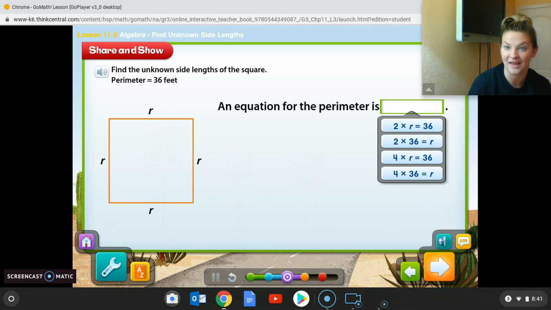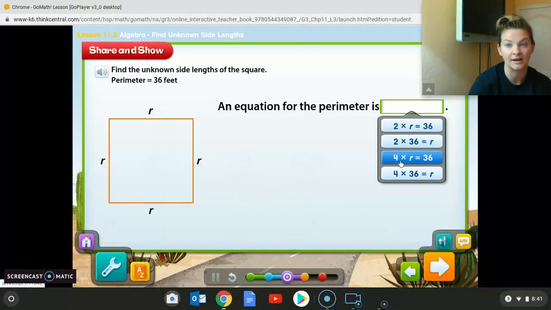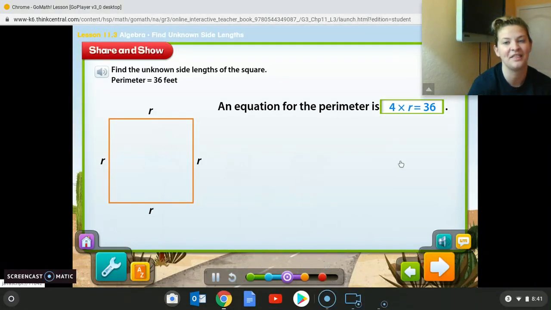So what would I multiply? I'm multiplying 4 because I have 4 of them, okay? But I don't know what to multiply. But what do I know? I do know my product because my product is the perimeter. Very good. So would I use 2 times R? No. 2 times 36? No. How about 4 times R equals 36? Yeah? All right. That's the one.